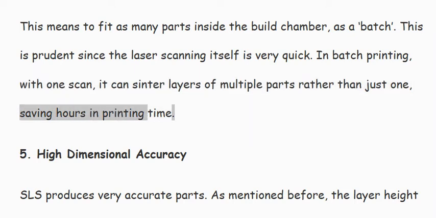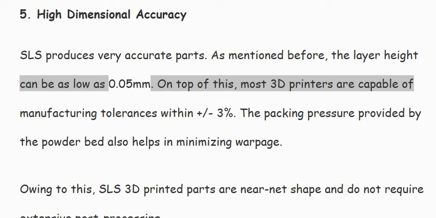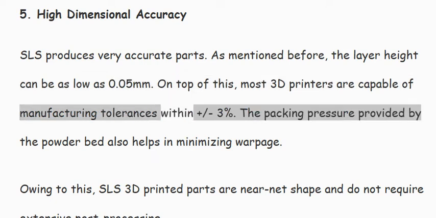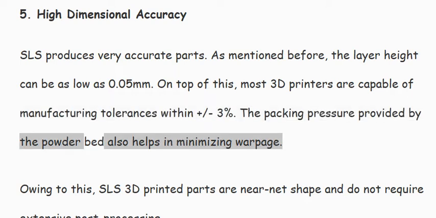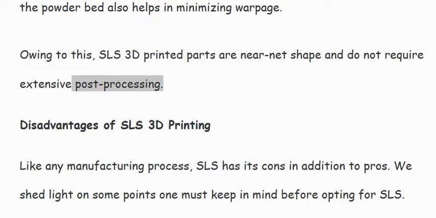printing time. 5. High-dimensional accuracy. SLS produces very accurate parts. As mentioned before, the layer height can be as low as 0.05 millimeters. On top of this, most 3D printers are capable of manufacturing tolerances within plus or minus 3%. The packing pressure provided by the powder bed also helps in minimizing warpage. Owing to this, SLS 3D printed parts are near-net shape and do not require extensive post-processing.